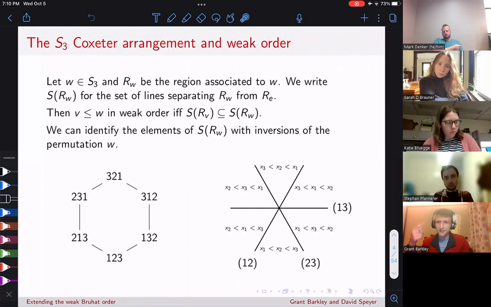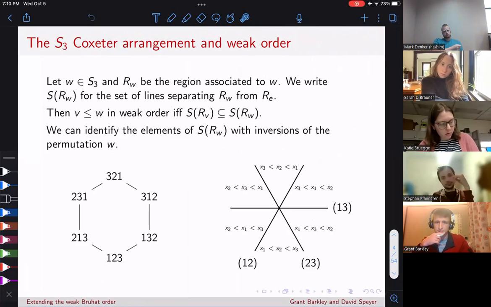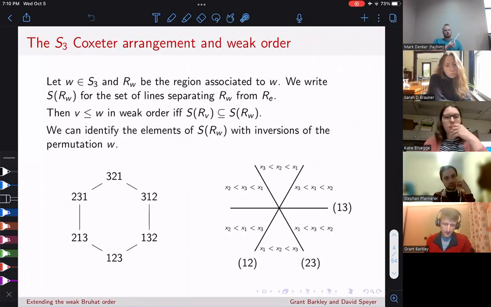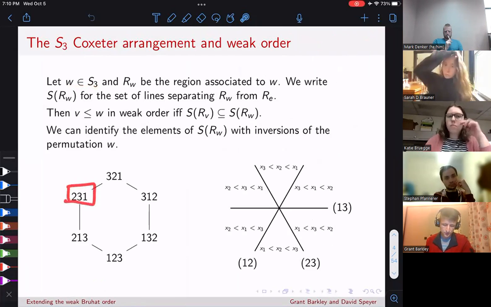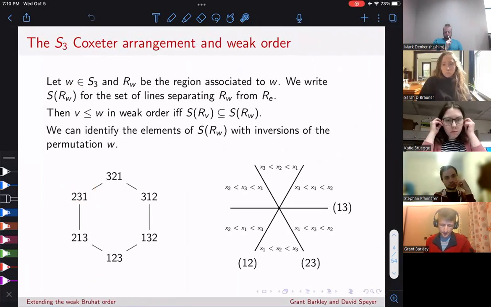Okay, so now I can define the weak order, at least in the case of S3. There are a couple of different statements here, so let me break this down. First, we're going to pick a permutation. Let's say I pick the permutation 2, 3, 1. And I say here, let R sub W be the region associated to W. What does that mean? First of all, region of what?